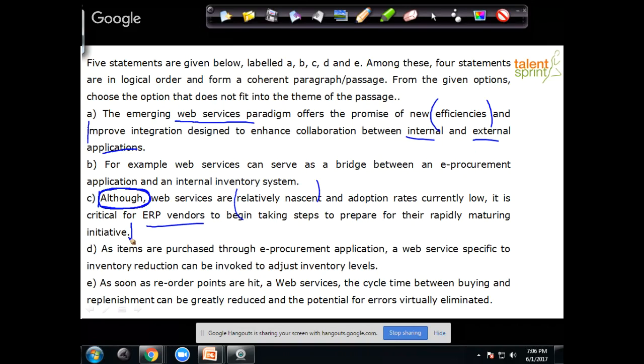As items are purchased through e-procurement application. I already have that right here, e-procurement application. In B, a web service specific to inventory reduction can be invoked to adjust inventory levels. Okay, so inventory in line with B. As soon as reorder points are hit, a web service, the cycle time between buying and replenishment can be greatly reduced and the potential for errors virtually eliminated.